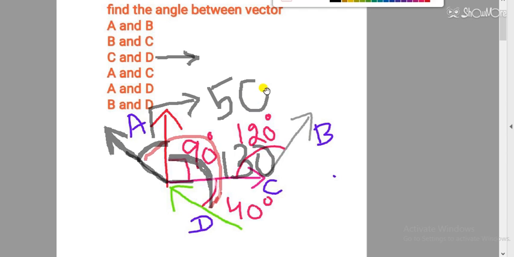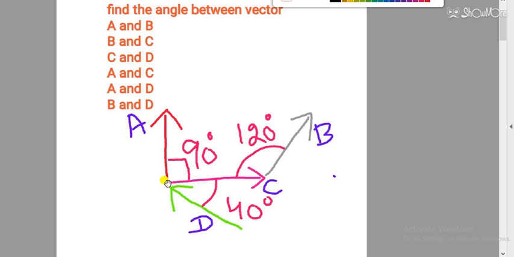If any doubt is there, then you can ask in the comment box. So the angle between vector A and D is 50 degree. You can note down 50 degree as the answer for the angle between A and D. What I did here, I just moved it in this way. This angle 90 plus 40 is 130, and the angle between A and D is 50 degree, 180 minus 130.